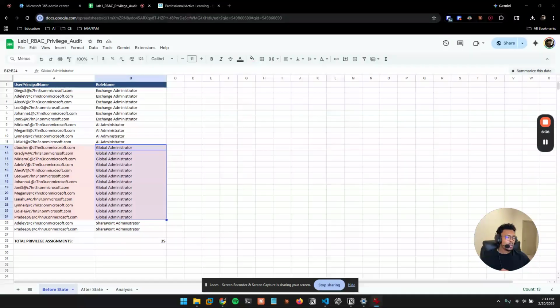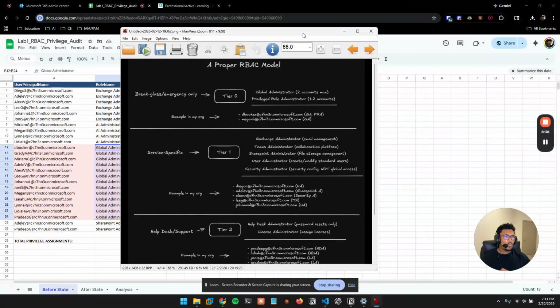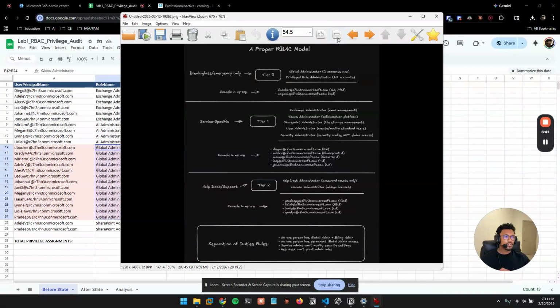So I want to talk to you guys a little bit now about what a good tiered model actually looks like. How do you actually break up the roles? How many roles should each person have? How many areas should a person be in?